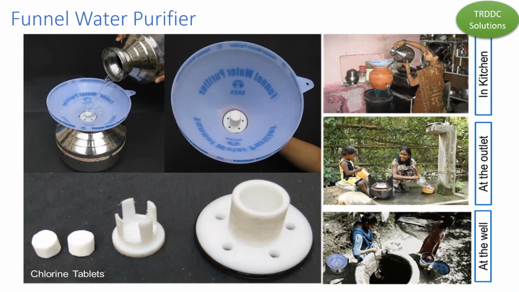So this is one of the chlorinators. We call it a funnel water purifier. It is simply a chlorinator. We created this cavity and put a chlorine tablet inside it, and then plugged this into a funnel which is already there in the market. While pouring the water, it maintains a very specific concentration of chlorine in the water, and that particular amount of chlorine is sufficient for the disinfection of the water. So this was very good. Some of the NGOs liked this idea and adopted it.